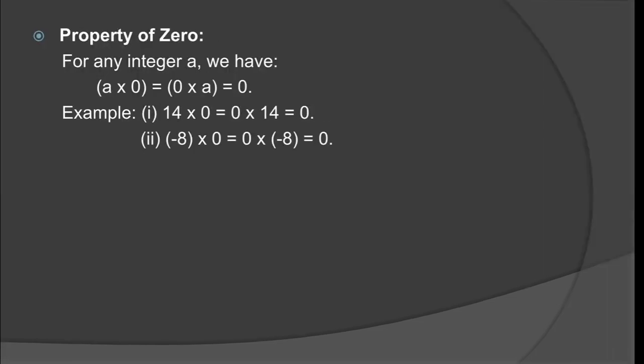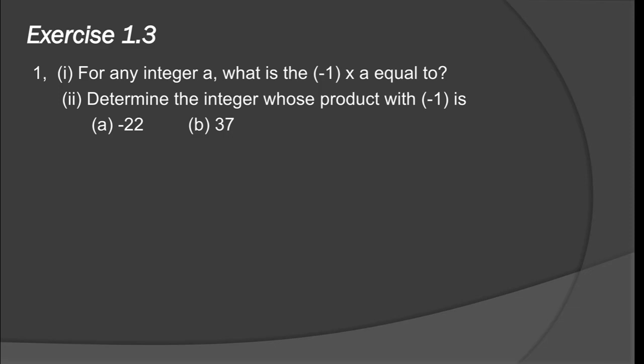Now students, we will solve our exercise 1.3, which is based on the properties of multiplication of integers. Our first problem is: for any integer a, what is minus 1 into a equal to? And the second part is to determine the integer whose product with minus 1 gives, in the first part, minus 22 and, in the second part, 37. So let us solve.